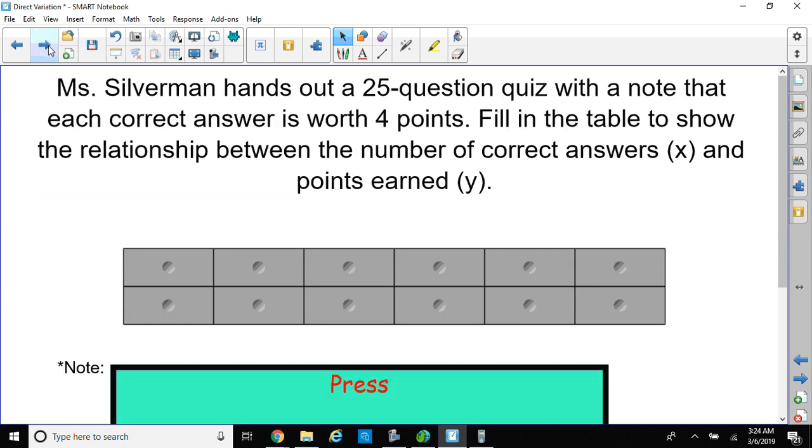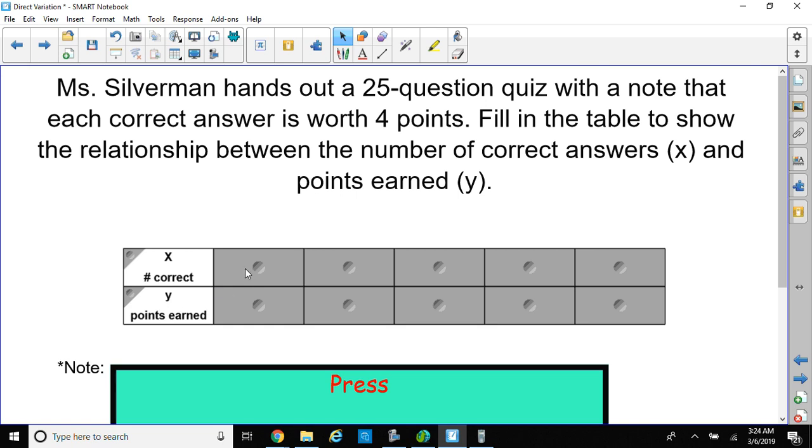Okay, here's our first question. The Silverman hands out a 25 question quiz with a note that each correct answer is worth 4 points. Fill in the table to show the relationship between the number of correct answers, called X, and points earned. So we have a table here. So our X will be the number of correct responses. So that means our Y is going to be the points you earn.